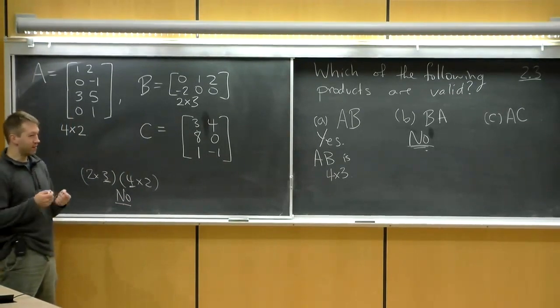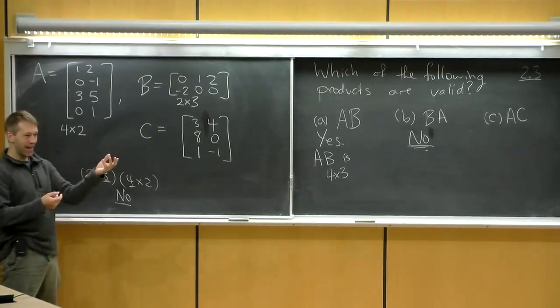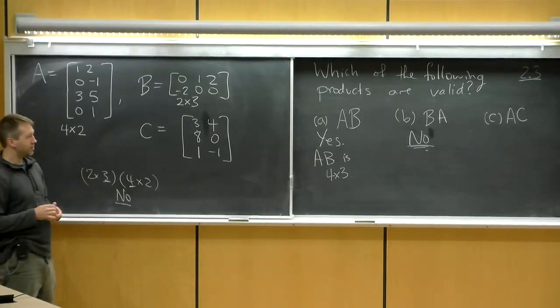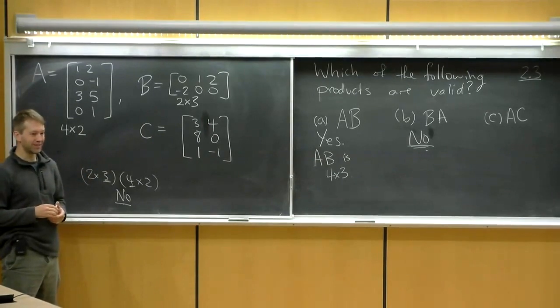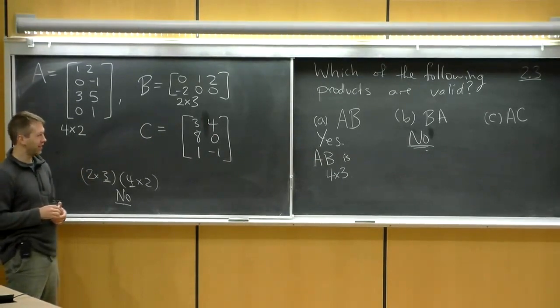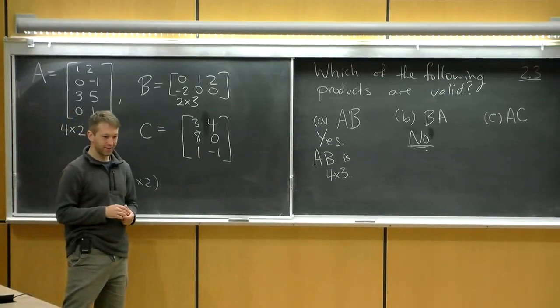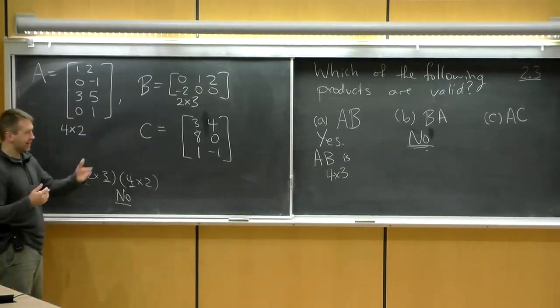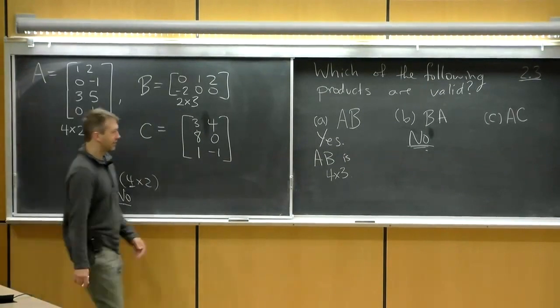Yeah, that's the thing. For numbers, A times B is the same as B times A, right? But the multiplication for matrices is a different story. You can't just switch them.